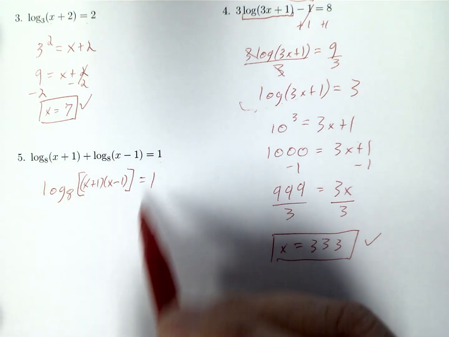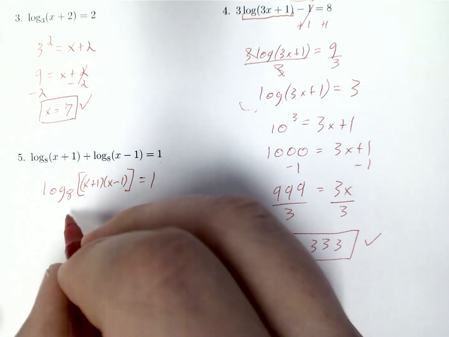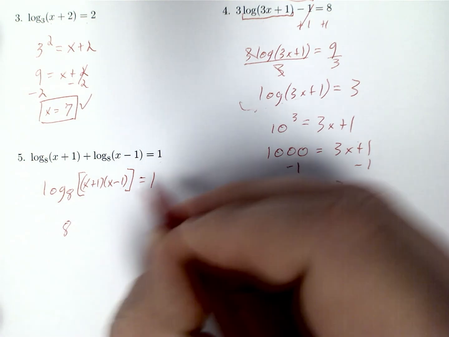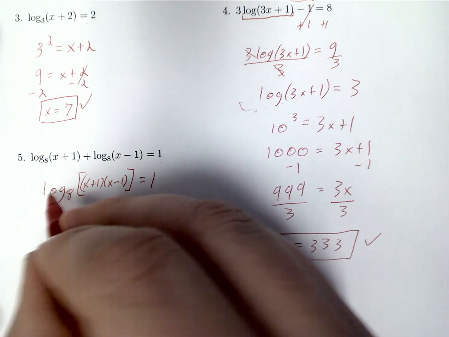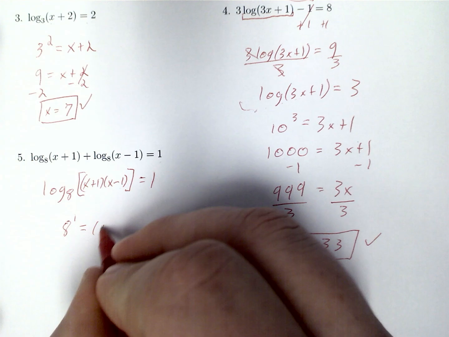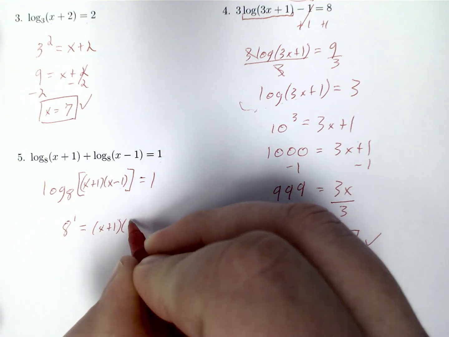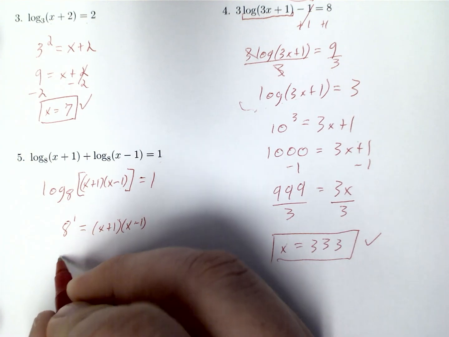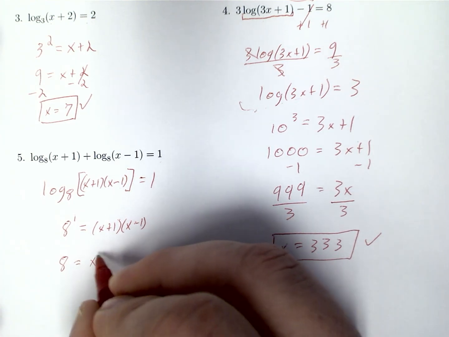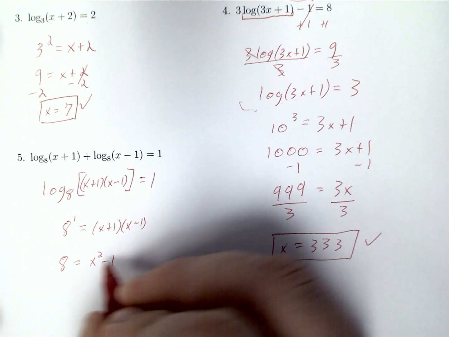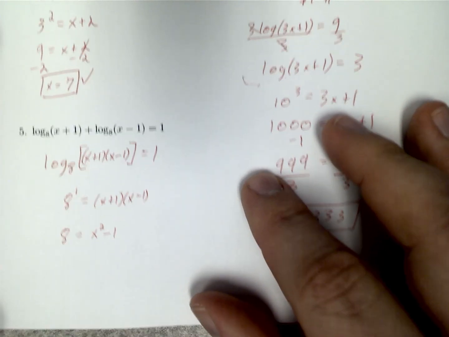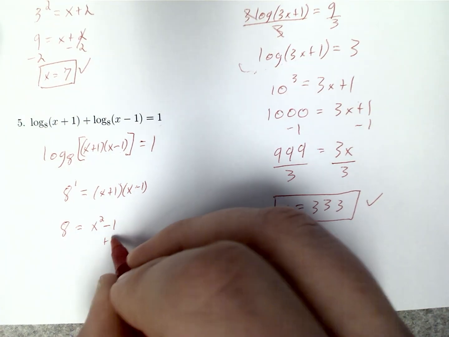And we can rewrite this as an equivalent equation. So a logarithm turns into an exponential with the same base. The exponent is the output of a logarithm, and the input for the logarithm becomes the output for the exponential. We have 8 equals x plus 1 times x minus 1, which is x squared minus 1. It's a difference of squares factor. And we solve however we want to. So we can add 1 if we want.